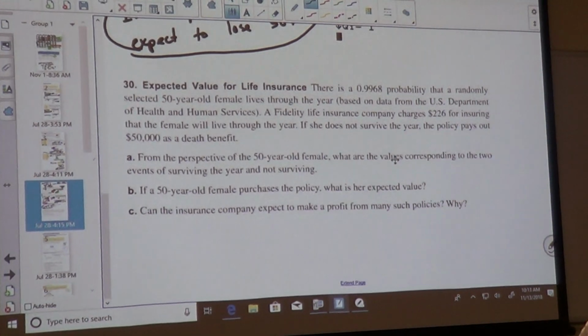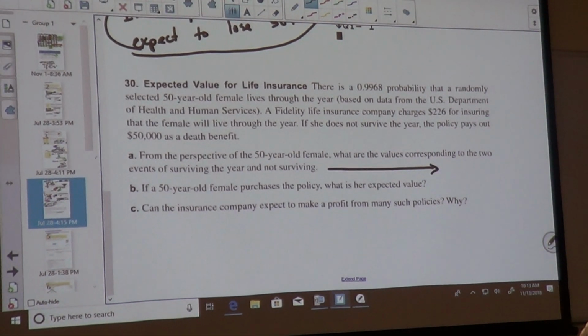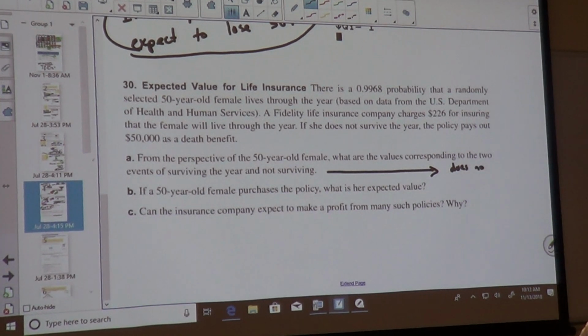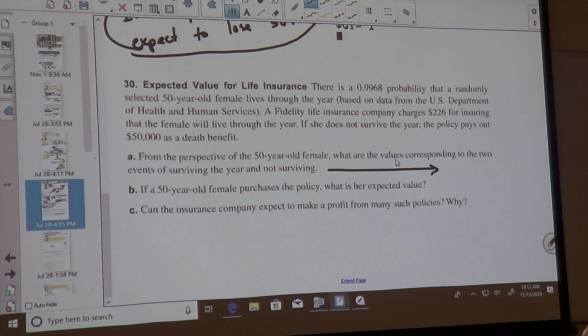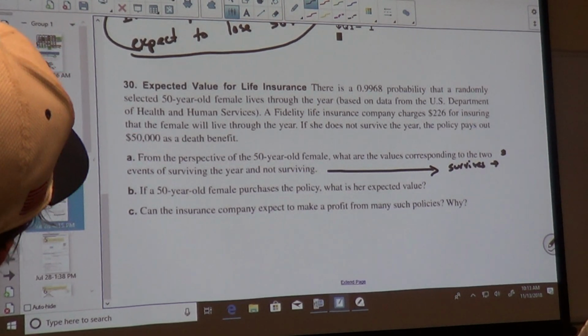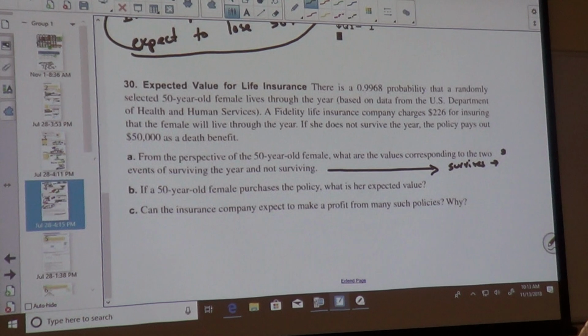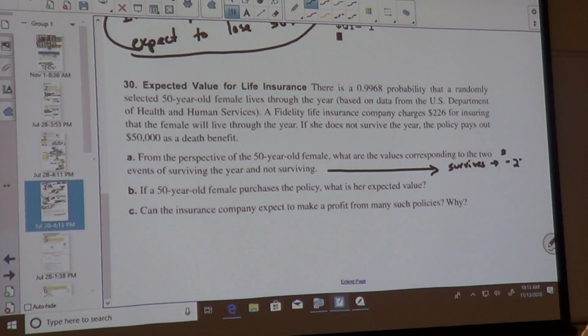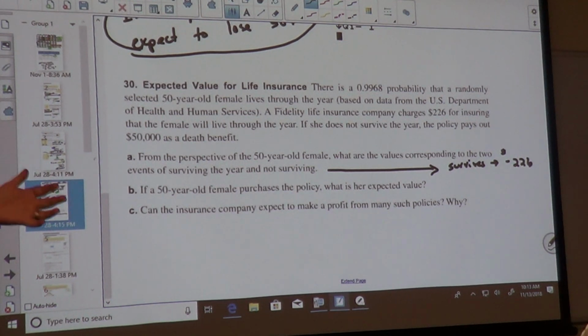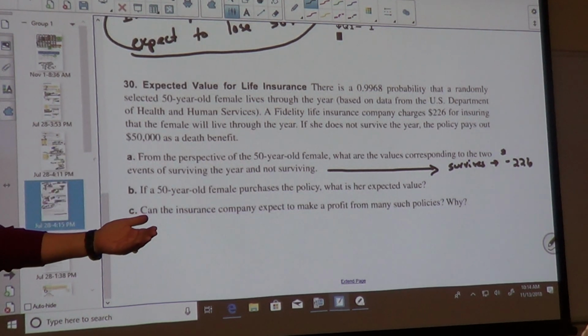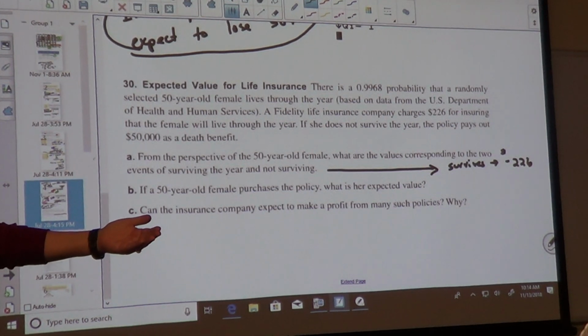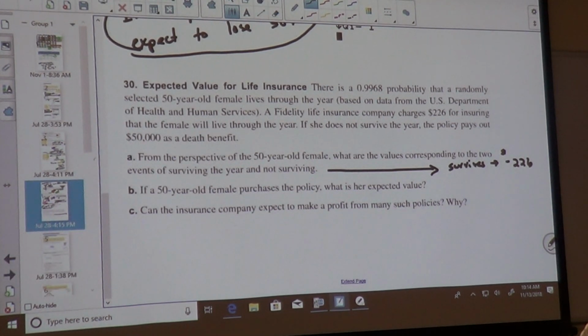Okay? So, if she does not, well, let's start with survive. If she survives, tell me about her money. Did she pay money or did she get money? She paid. How much did she pay? So it would be a negative $226. So if she makes it through the year, she wrote them a check for $226 and she lives another year. Correct? If she dies, tell me what kind of money we have.